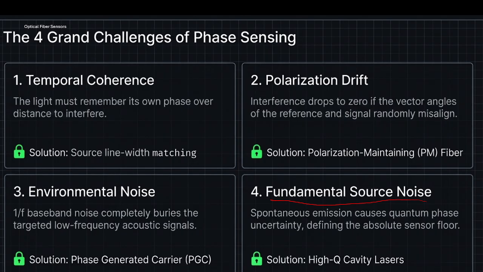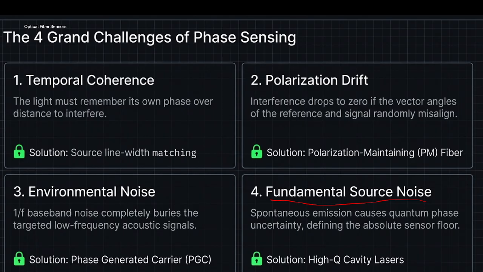noise. For temporal coherence, we discuss source linewidth matching. If we just tune the source linewidth matching, then the temporal coherence problem will go away. Then polarization drift, where we need to use polarization maintaining fiber. Then environmental noise, if something is giving noise and changing your signal, it can be avoided by using phase generated carrier, PGC.